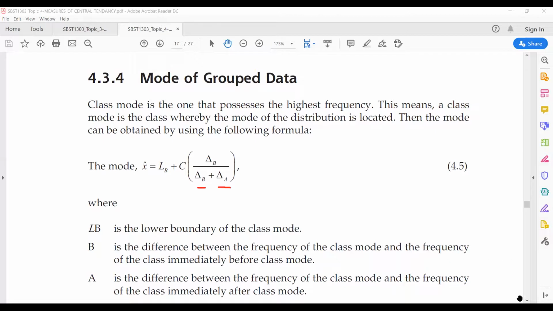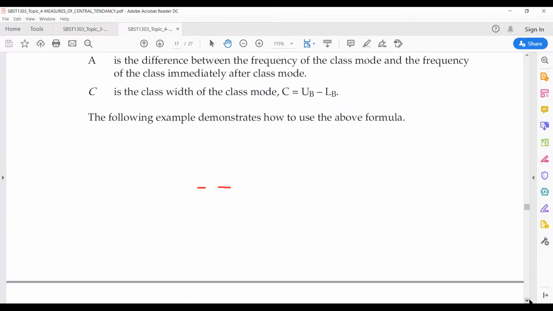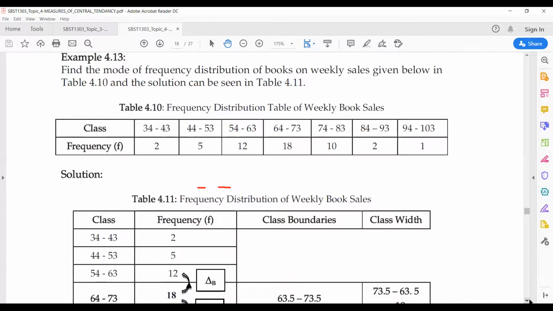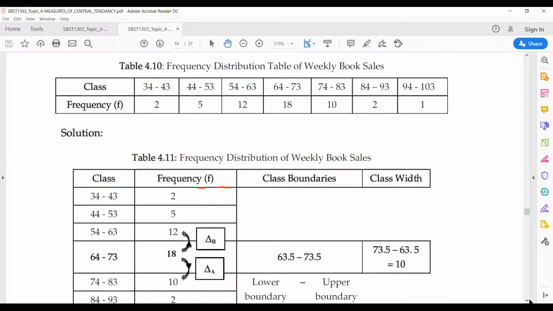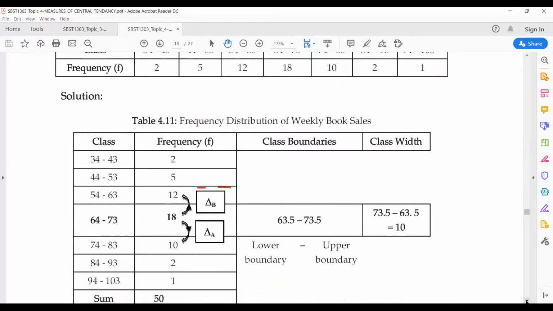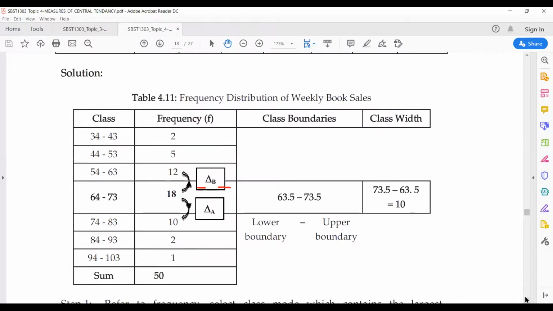Okay, so let's go to an example to try and understand this. If we have this table here, what you do is first you rewrite the table. Then you find the modal class, the class with the highest frequency. That is this class, because the frequency here is 18. So this is the modal class.